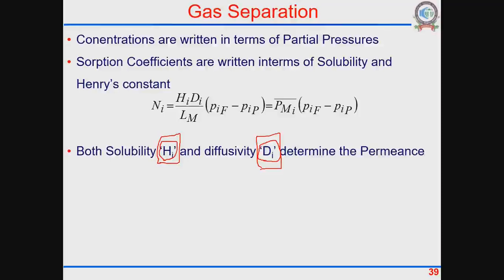So these are the basic mechanisms by which transport happens across the membrane. Now what we will do is try to apply all these principles that we have talked about to various applications like microfiltration, ultrafiltration, nanofiltration. That will be a part of the next lecture.